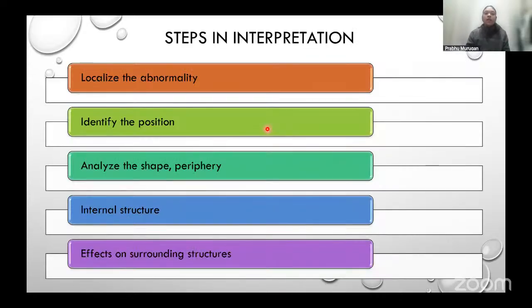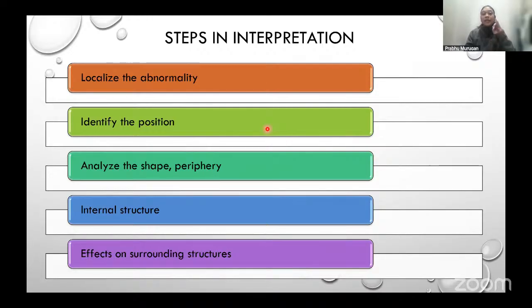So yes, there are certain steps in interpretation. Okay, first, whenever you have the X-ray in hand, I want you to localize the abnormality. Localizing means you have to identify where it is present, whether it is present periapically or surrounding the tooth, whether it's present in the anterior region, posterior region, maxilla, mandible, or in the entire jaw. That is the first step.